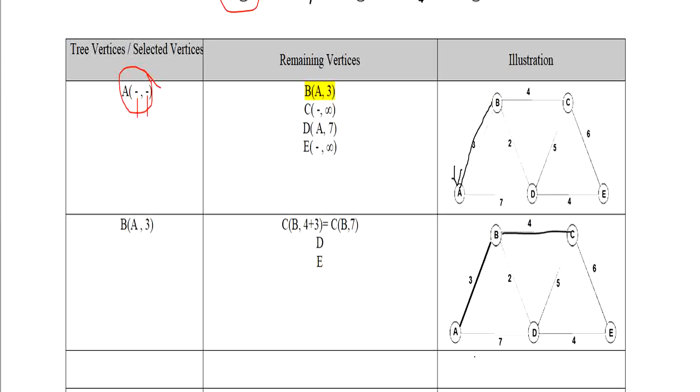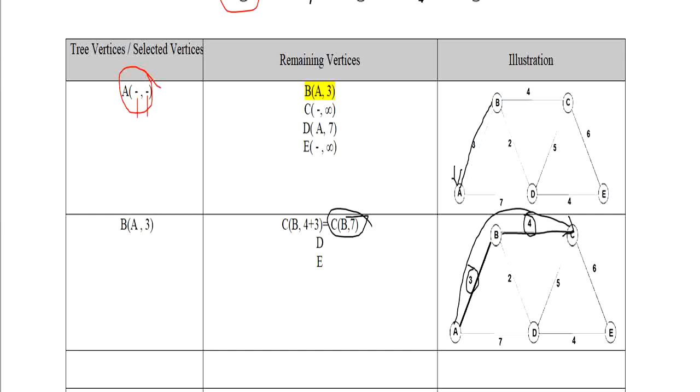So the route may go from A via B to C. This is the visited route. I can go from A to B, B to C. So what is the total weight? 3 plus 4 is equal to 7. This is important in Dijkstra's algorithm. Here the total cost from the source has to be identified to reach the destination C.